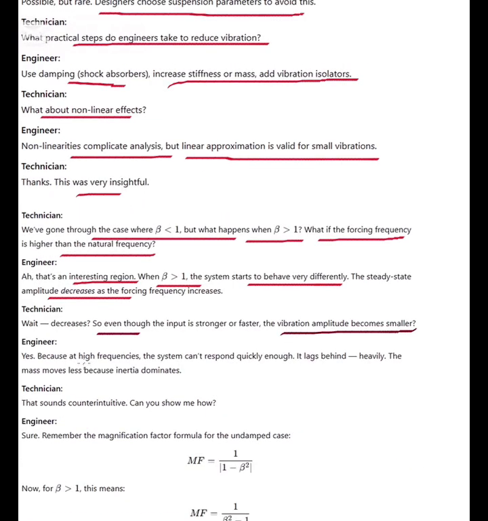Yes, because at high frequency, the system cannot respond quickly enough. You understand? It cannot respond quickly enough. It lags behind heavily because the mass moves less since inertia dominates. So in the region where beta is greater than 1, inertia dominates. That sounds counterintuitive. Can you show me how?